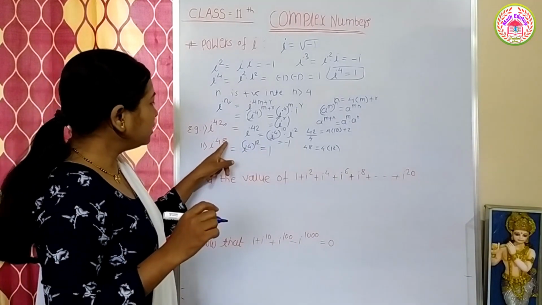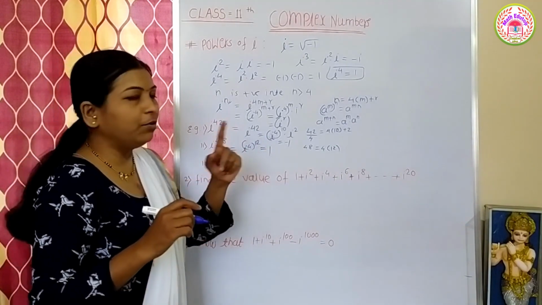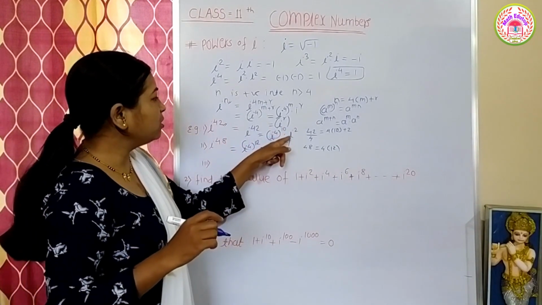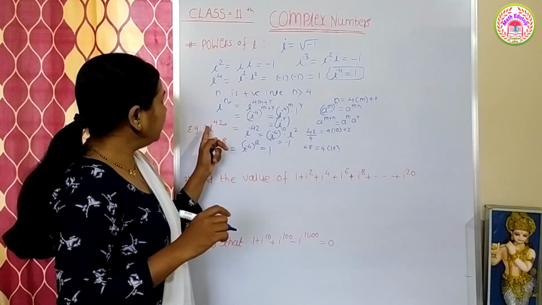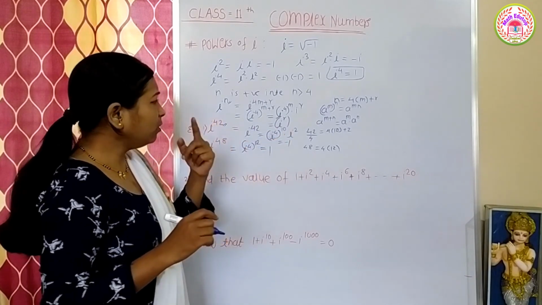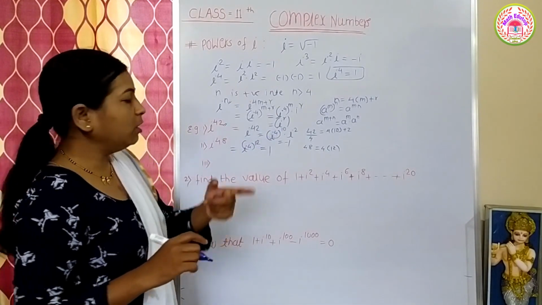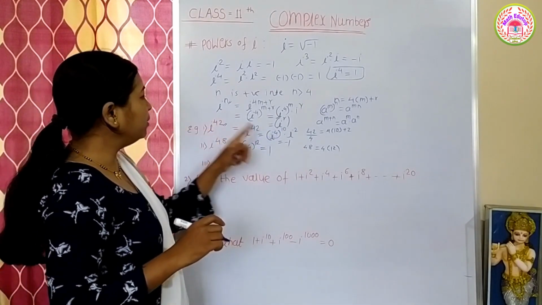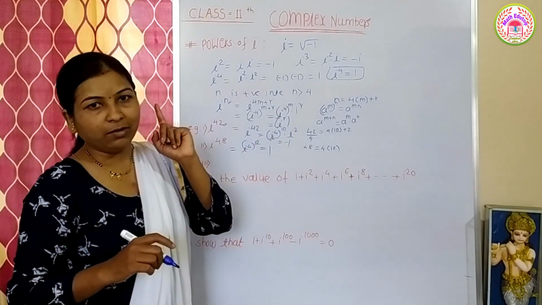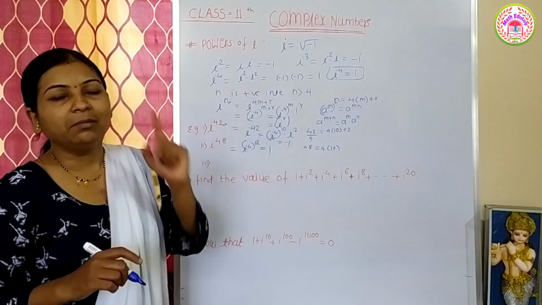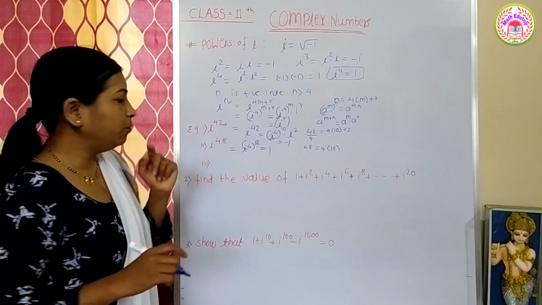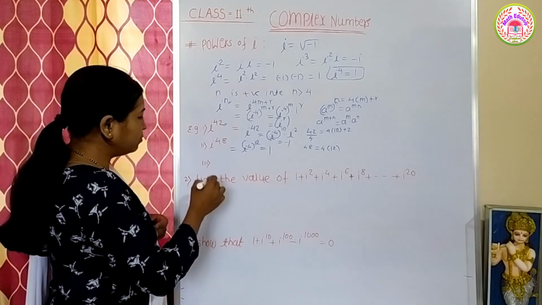If the remainder is 0, then we just get the value as 1, and if the remainder is non-zero, then find i raised to this. If the remainder is 0, then the value is 1. If the remainder is non-zero, then the value of this given example is i raised to this remainder value. Okay, means i raised to whatever the remainder is, take its value. Then consider the next example.